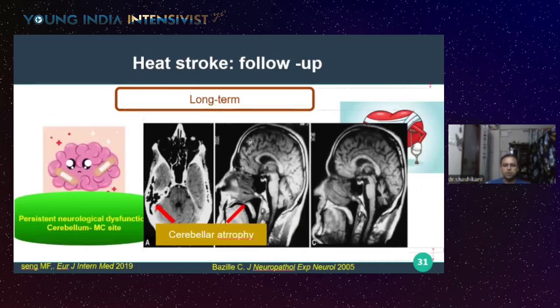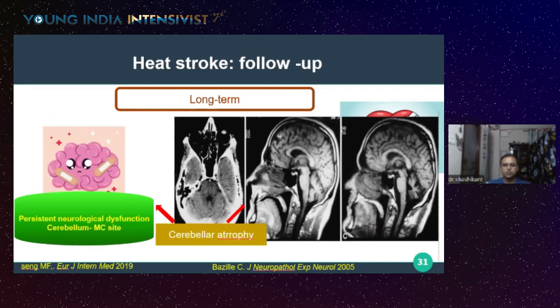So coming to the long-term follow-up of a patient who survives heat stroke and is later followed up. It has been seen that many of these patients have persistent neurological dysfunction in terms of cognition and memory, and some patients may have seizures in the long term. Apart from this, central pontine myelinolysis and GBS have been reported in the long term in patients who have suffered heat stroke. In the CNS, the cerebellum is the most common site to be affected. Apart from it, the hypothalamus can get affected.